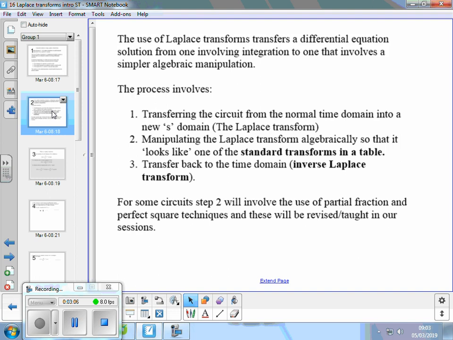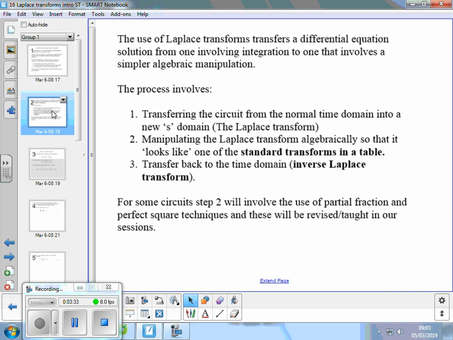So similar to calculus, where differentiation and integration are opposites of each other, if you differentiate the equation and then integrate it, you end up back where you started. This is the same thing. You transfer to the S domain, do your algebraic manipulation, until you're able to transfer using the table back to the time domain.